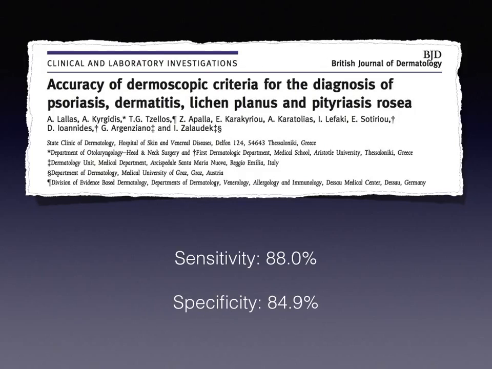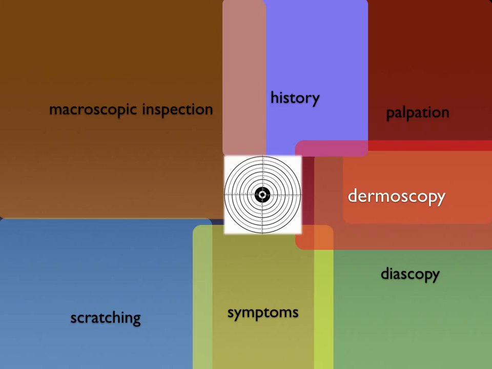Particularly in this context, dermoscopy has been shown to significantly improve the clinical diagnosis, achieving a sensitivity of 88% and a specificity of 84.9%. However, although these numbers are important, we should always keep in mind that dermoscopy is only one part of the clinical examination and should always be combined with all the other methods we use in order to reach the goal of diagnosis.